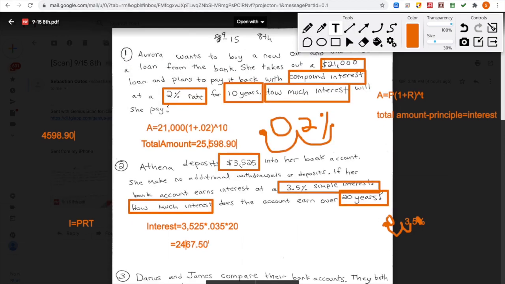So that would be our final answer for this problem. Now, if it was asking us to find the total amount, then we would have to add back in what we started with. But that's not what it's asking us in this case, so that's not what we have to do. Now we're going to take a look at the rest of the problems.